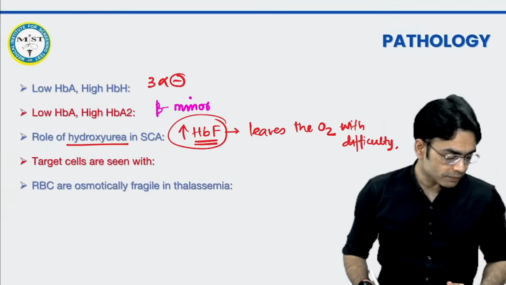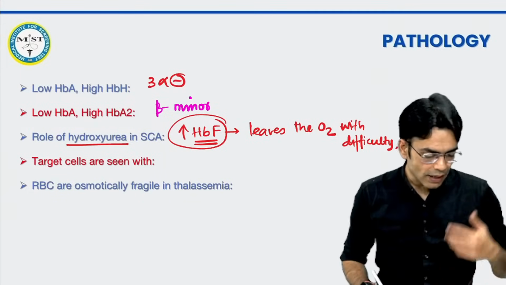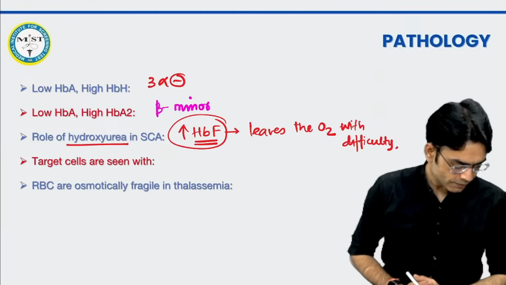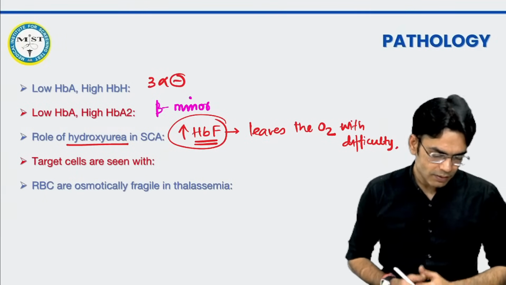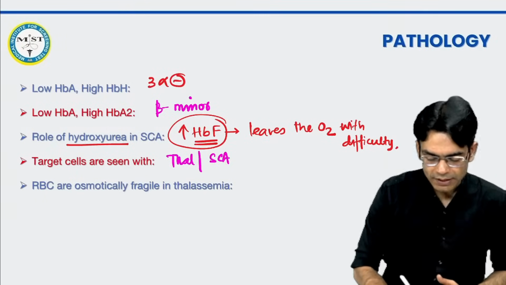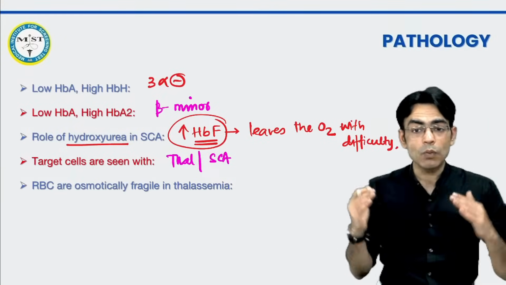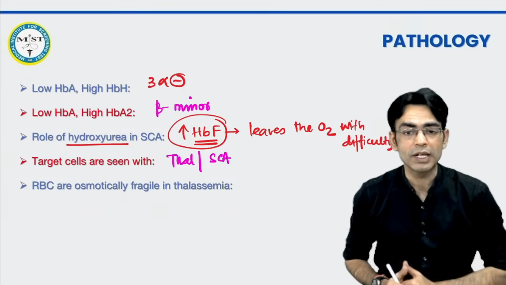Target cells. Yes, target cells beta, they are seen with thalassemia and sickle cell anemia. Again, target cells में क्या होता है? Problem with the RBC membrane. When the RBC is coming, the central part of the RBC membrane is going up, more hemoglobin in the center.